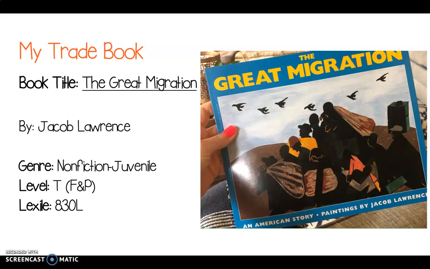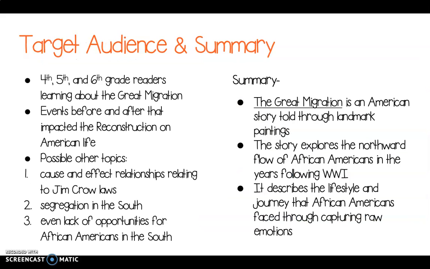So, for my Expository Trade Book, I chose The Great Migration, which is an American story. The author and illustrator is Jacob Lawrence. The genre is nonfiction juvenile. If you're thinking about FMPs, the level would be a T, and the Lexile level is an 830.